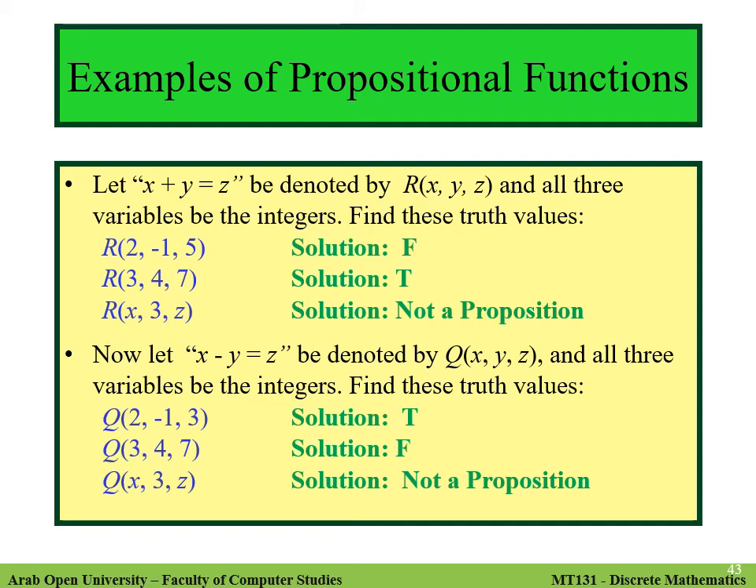Here's a second predicate. The predicate Q(x, y, z) is the statement x minus y equals z. Now, if you evaluate it at (2, -1, 3), this is equivalent to saying 2 minus -1 equals 3, which is a true statement. If you evaluate it at (3, 4, 7), the statement becomes 3 minus 4 equals 7, which is false. The third case, here x and z are not determined, so this is not a proposition.